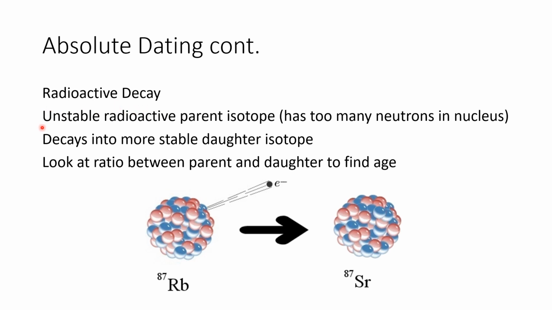So this occurs when you have some type of unstable radioactive parent isotope, which is just some type of element that has too many neutrons crammed in its nucleus and makes it kind of unstable. And over time, those unstable isotopes will decay into a more stable version called a daughter isotope. And so what we can do is we can look at the ratio between how much parent isotope there is in a certain rock or fossil and how much daughter isotope there is in that rock or fossil, and we can approximate how old in years that rock or fossil is, because this radioactive decay happens at a known rate for different types of isotopes.